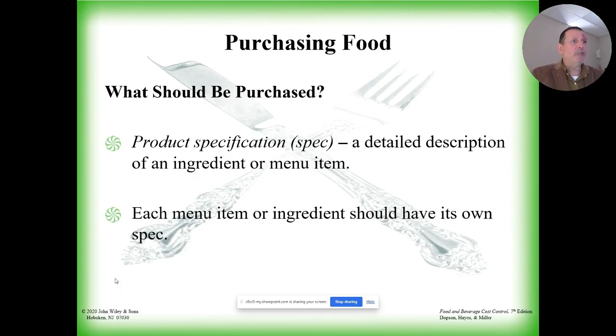Each menu item or ingredient should have its own specification. So when I order breadcrumbs, what kind of breadcrumbs? What standard? Is it panko or is it something else? Is it by the 5 pound bag or by the little paper container that some people buy? If I use a ton of it every week, I definitely want it by the 5 pound bag, the big large bag or whatever. All right, so those are all important things.